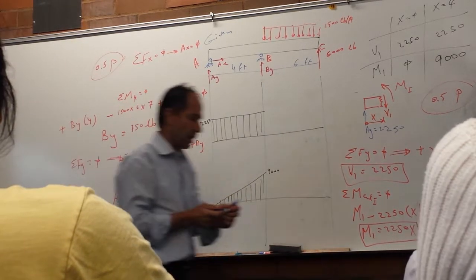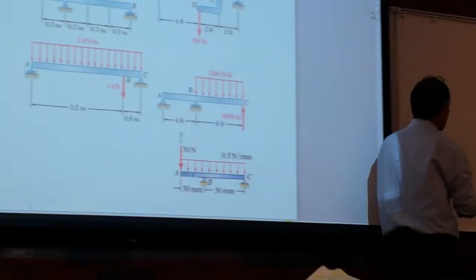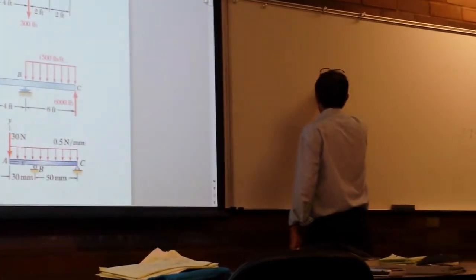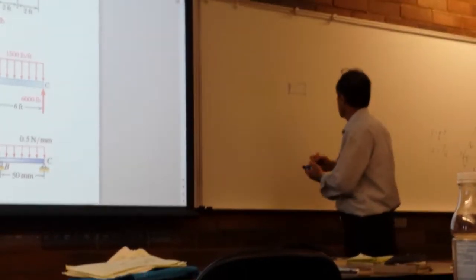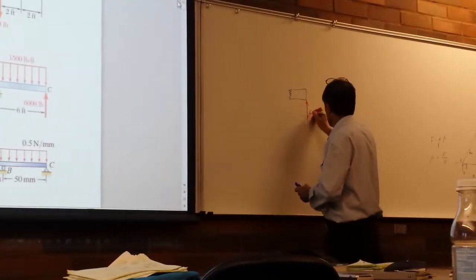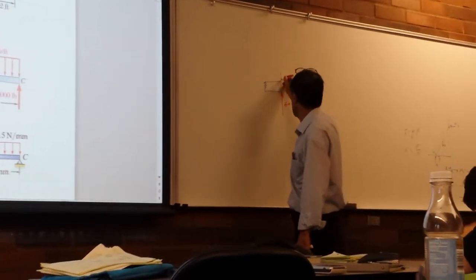Let's go to the other cut. The other cut is going to be right in here, correct? I will take this side. It's easier for me. Agree? Yes. We have here 6,000, and we have here 1500.